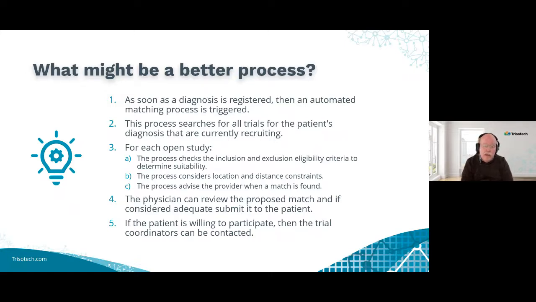Once the set has been pruned a little bit by seeing what the patient might be eligible for, then the process can look at things like location, distance, insurance, and other factors that might make it a better match or not a good match for a patient. For example, a trial being recruited in California would not be the best match for someone in Virginia.